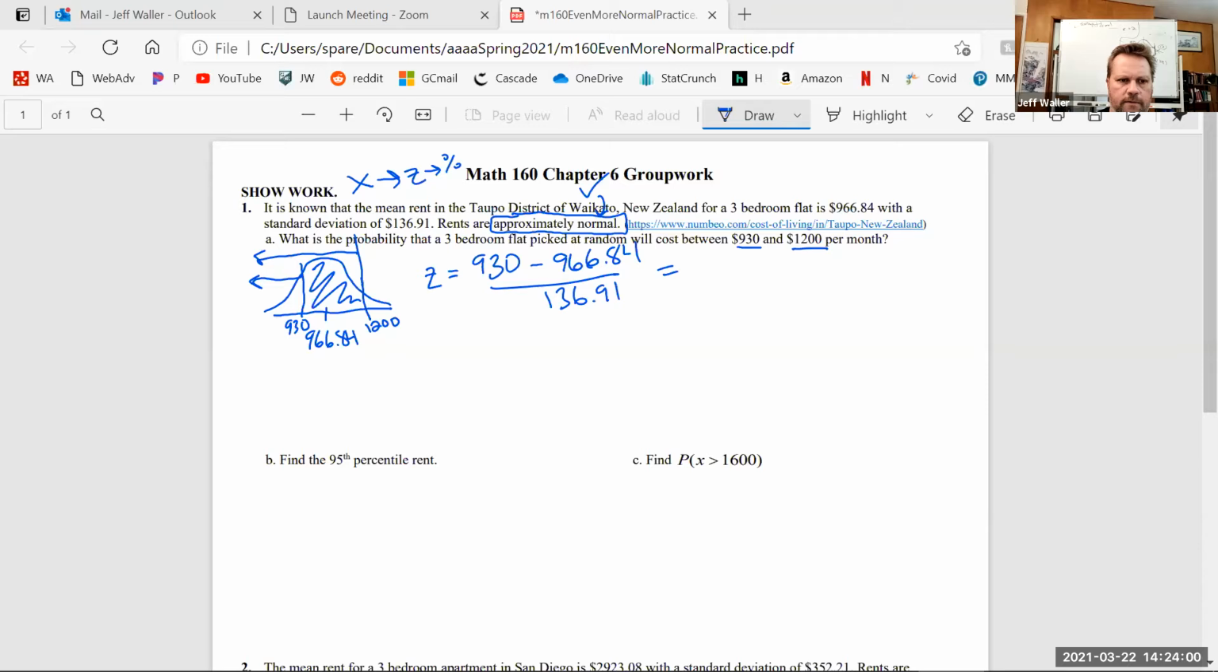So let me ask you guys something. You probably already did the z-score, but just think about this for a second. If a full step is 136.91, right, is 930 even a full step down from the mean? Every step is 136.91, correct? No. So I would say 930 is very close to 966.84, because a full step is 136. That would take me down to 830.